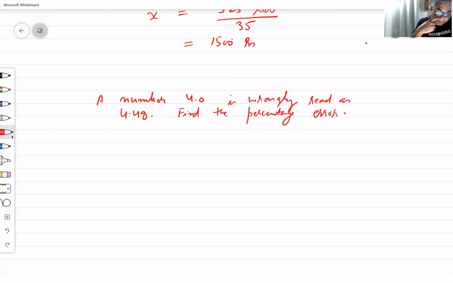Question is: a number 4.0 is wrongly read as 4.48. Find the percentage error. Check if you can do it.